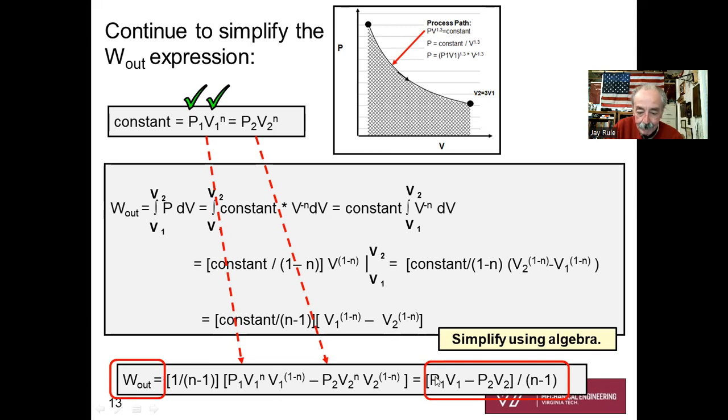p1 v1. Okay. Same here. p2, so v to the n times v to the 1 minus n is just v to the n. So I get the work out is p1 v1, bracket, p1 v1 minus p2 v2, close bracket, all of that divided by quantity n minus 1. That is elegant. It is beautiful and elegant.